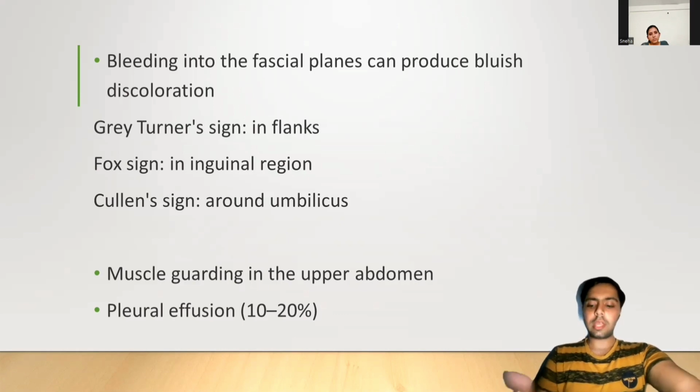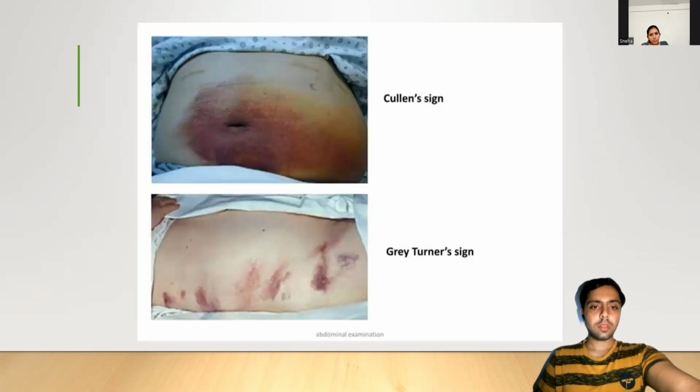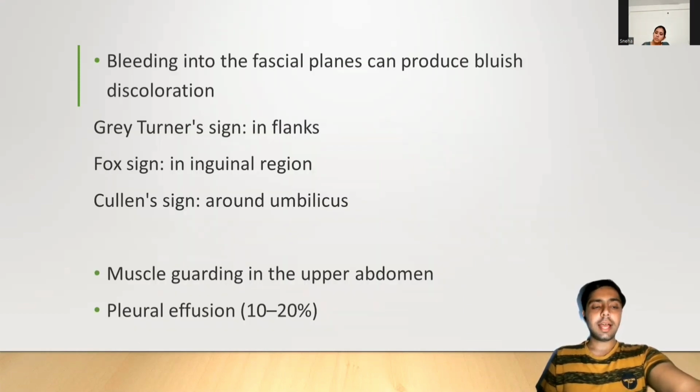So when I show you the image once. Yeah. So when you see it around the umbilicus, we have the Cullen sign. When you see it around the flank, that is the Grey Turner sign. And the Fox sign is also there, which is in the inguinal region. Muscle guarding is also present in the upper abdomen, which is not that typical for this, but pleural effusion can be seen in 10 to 20% of cases.